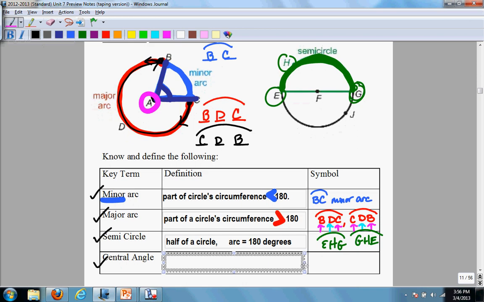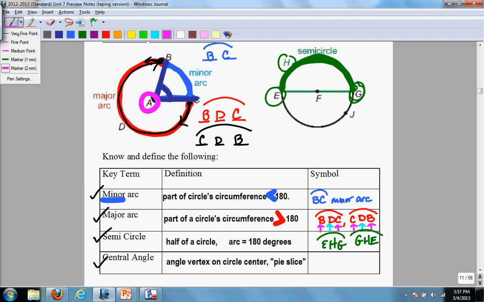That is an angle whose vertex is on the circle's center. Think of it as a pie slice. That's a central angle: an angle whose vertex is on the center, or a pie slice. In this case, our central angle is going to be angle BAC.